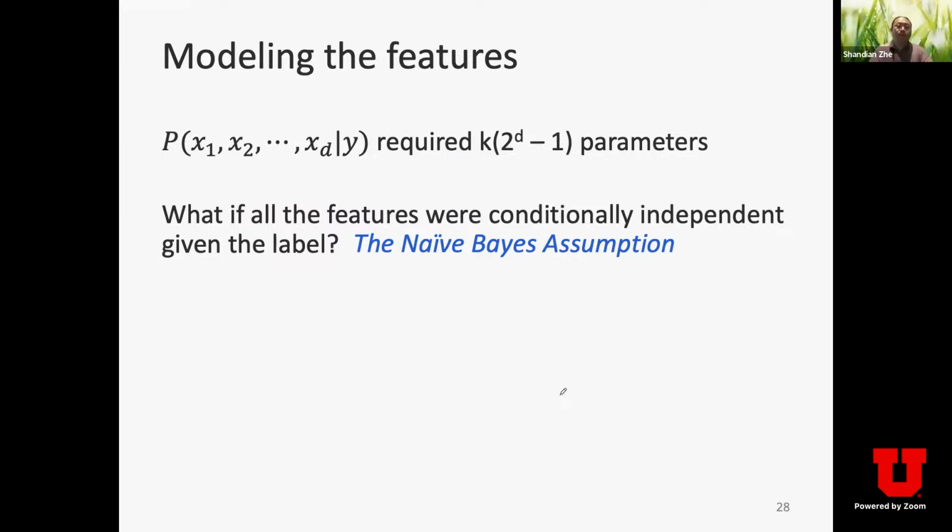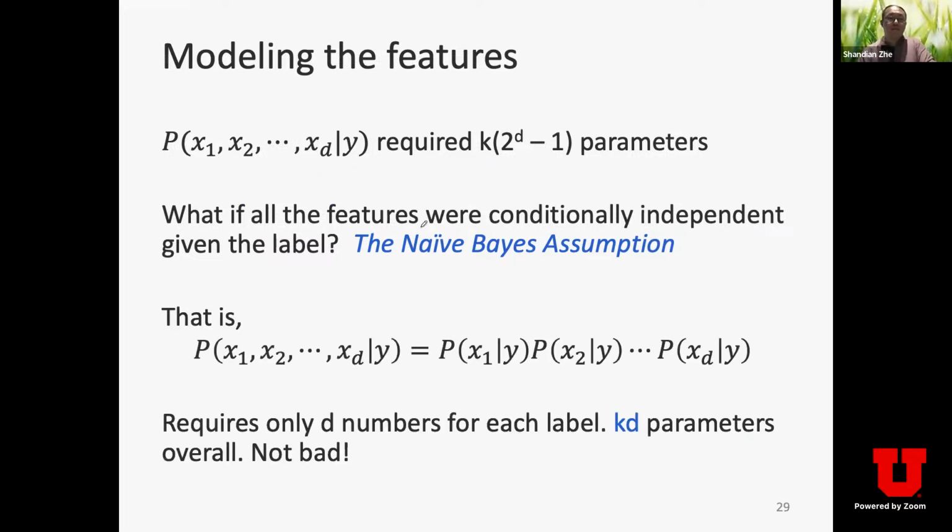So now let us look at how the naive Bayes classifier introduces conditional independence to reduce the model complexity. We know that if we do not make any assumptions about the distribution of these D attributes conditioned on Y, then we're going to require K times 2 to the power of D minus 1 parameters. That's too large. So to reduce the number of parameters, we'll make an additional assumption. That is, we assume all those D features are conditionally independent given the label Y. This is called the naive Bayes assumption.